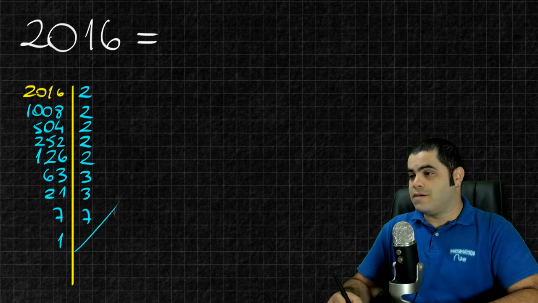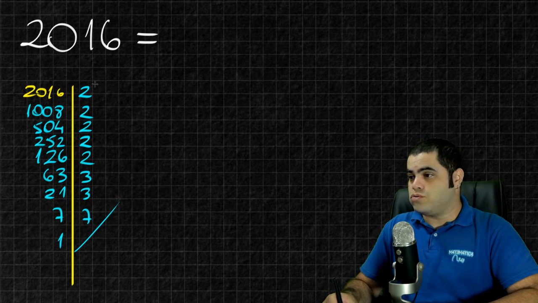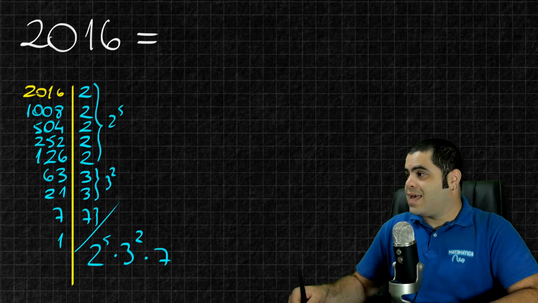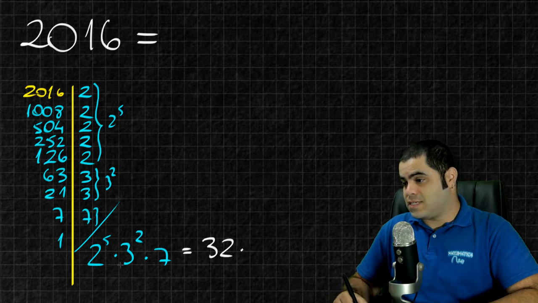So the factor form of 2016 is 2 to the 5th power, times 3 squared, times 7, right? And this is equal to 32 times 9 times 7. This is 32, this is 9, this is 7. 9 times 7 is 63.